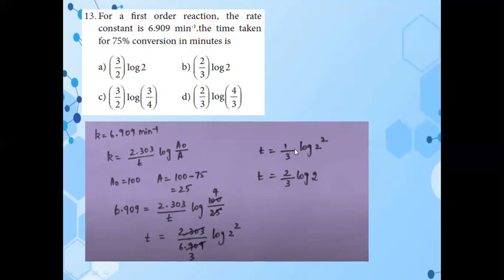So we are getting t is equal to 1 by 3 log of 2 power of 2. The 2 comes in front. So we are getting t is equal to 2 by 3 log 2. So option B is the right answer.